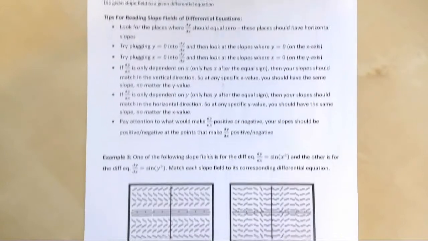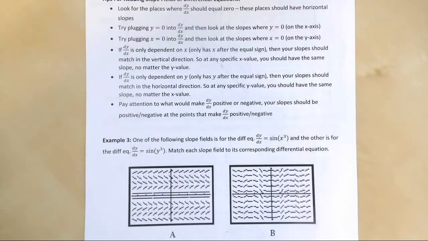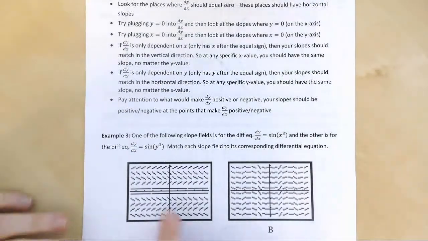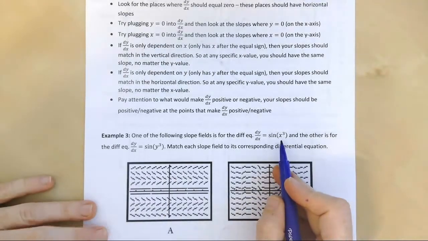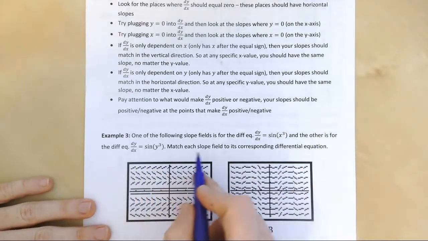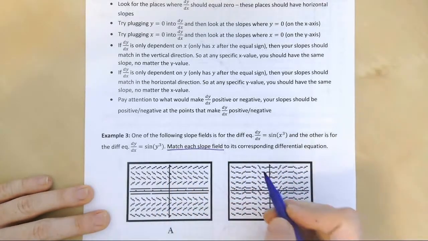So let's get into the example. Making sure that you can see all the tips. Okay, so here's our first example. One of the following slope fields is for the diffy q dy dx equals sine x cubed, and the other is for the diffy q dy dx equals sine y cubed. Match each slope field to its corresponding differential equation. So we need to match these.